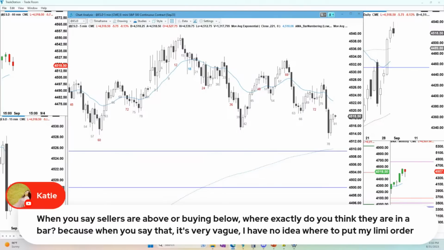So, anyways, what I was saying is Katie brought up a really interesting question, and I wanted to answer it before we start the full review because I really want people to think in regards to stop entries. The question is, when you say there are sellers above or buyers below, where exactly do you think they are in the bar? Because when you say that, it's very vague, and I have no idea where to put my limit order. That is the issue with limit order trading.